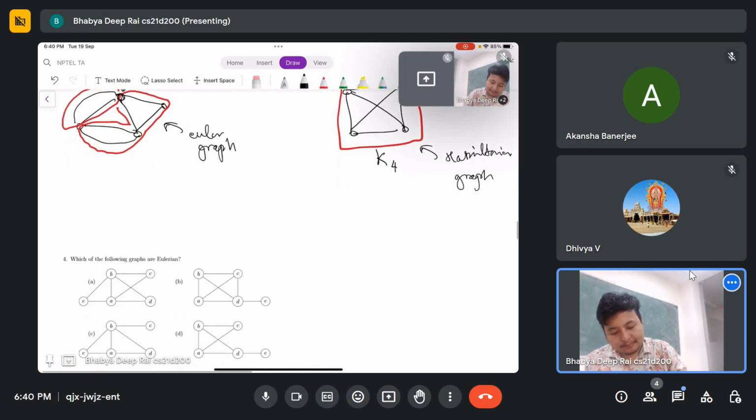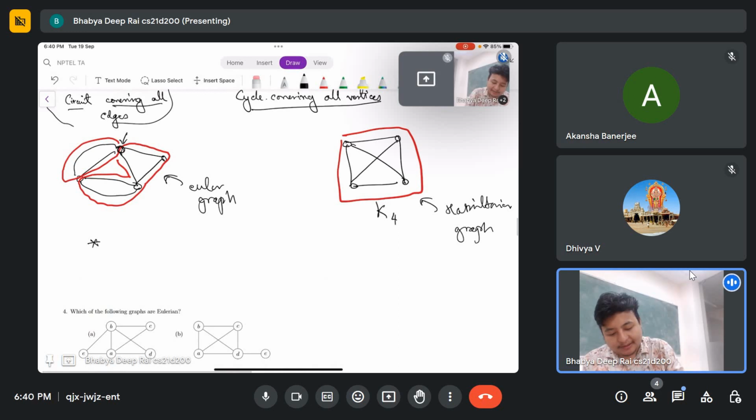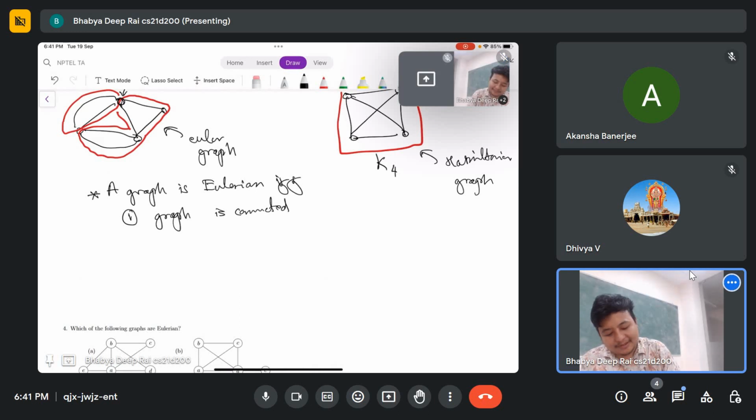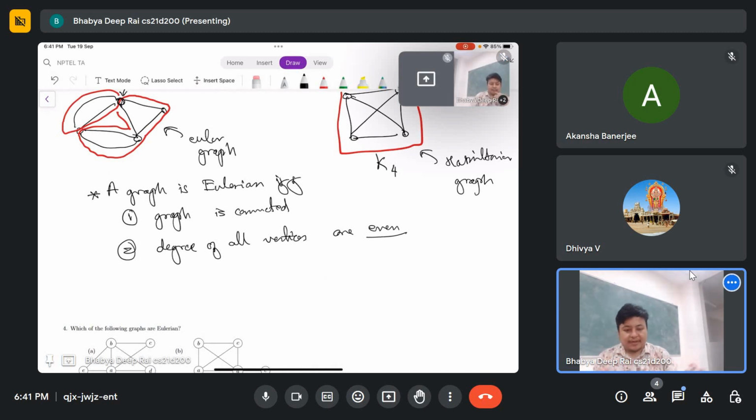Next, there is a condition on Euler graphs. There's a nice property. A graph is Eulerian, that is, it has a path which visits all the edges and comes back, if and only if the graph is connected. This one is obvious. Otherwise, how will you visit all the edges? And the next thing is that the degrees of all vertices are even. Let's see an example here.